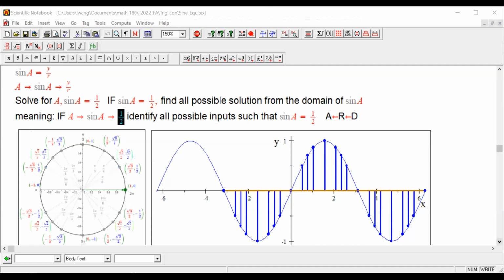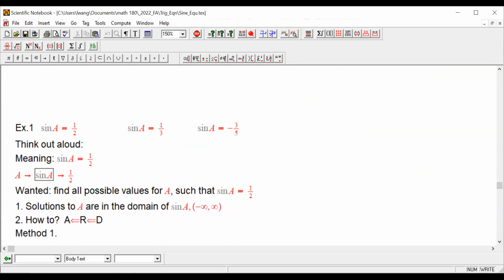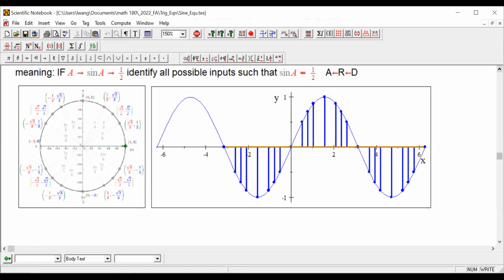Okay, so I clean it up as we move on to the next screen. So understand the meaning now. To solve sine of A equals half, we know there are an infinite number of solutions. So what are they? This is how DRA comes to our rescue.